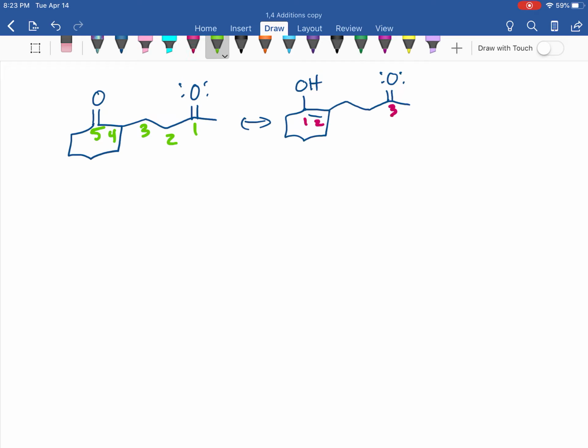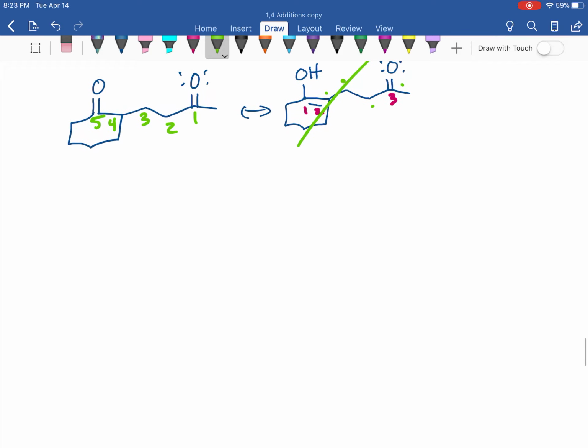Let's number 1, 2, 3 for our aldol numbering. What size ring is that going to be? 1, 2, 3, 4. Probably not going to happen. Let's draw another one.